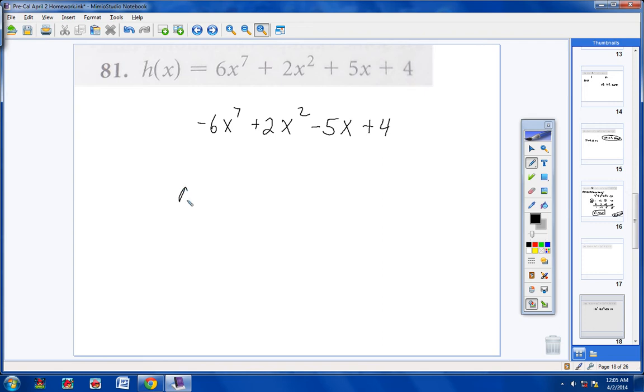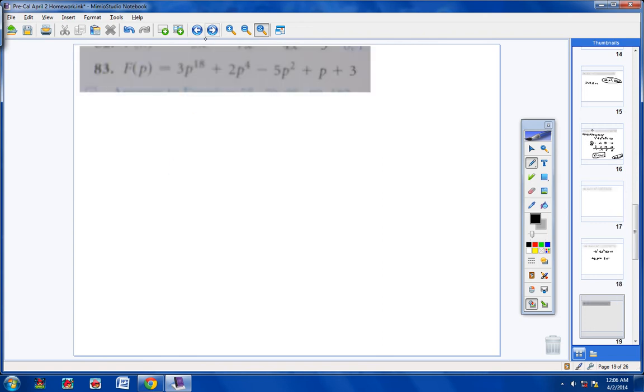So your negative zeros for number 81, there were 3 sign changes. We went from a negative to a positive, that's one, a positive to a negative, that's another, and then negative to a positive, that's another. So we have three sign changes, so we're either going to have three negative zeros, now subtract 2. You always subtract 2, or you're going to have one negative zero, okay? And that's number 81. Okay, let's move on to number 83, all right? Number 83.